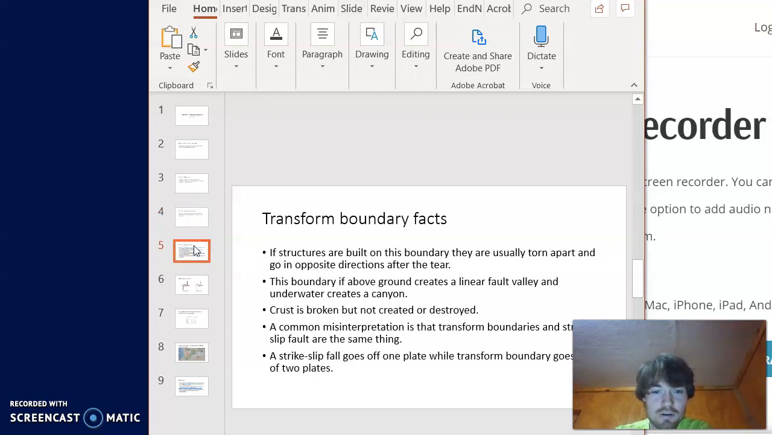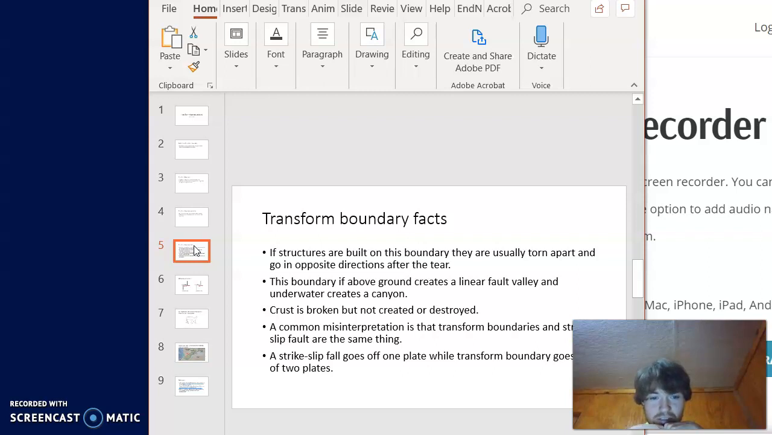Some facts that I noticed: structures built on these faults are usually torn apart by earthquakes, and then after that they go in opposite directions after the tear. If this is above ground, it creates a linear fault valley, kind of like the Grand Canyon, or underwater it creates a true canyon. Crust is broken, but it's not created or destroyed. The crust and the lithosphere are the same, but something I found out through another site was that the crust also doesn't have water in it.